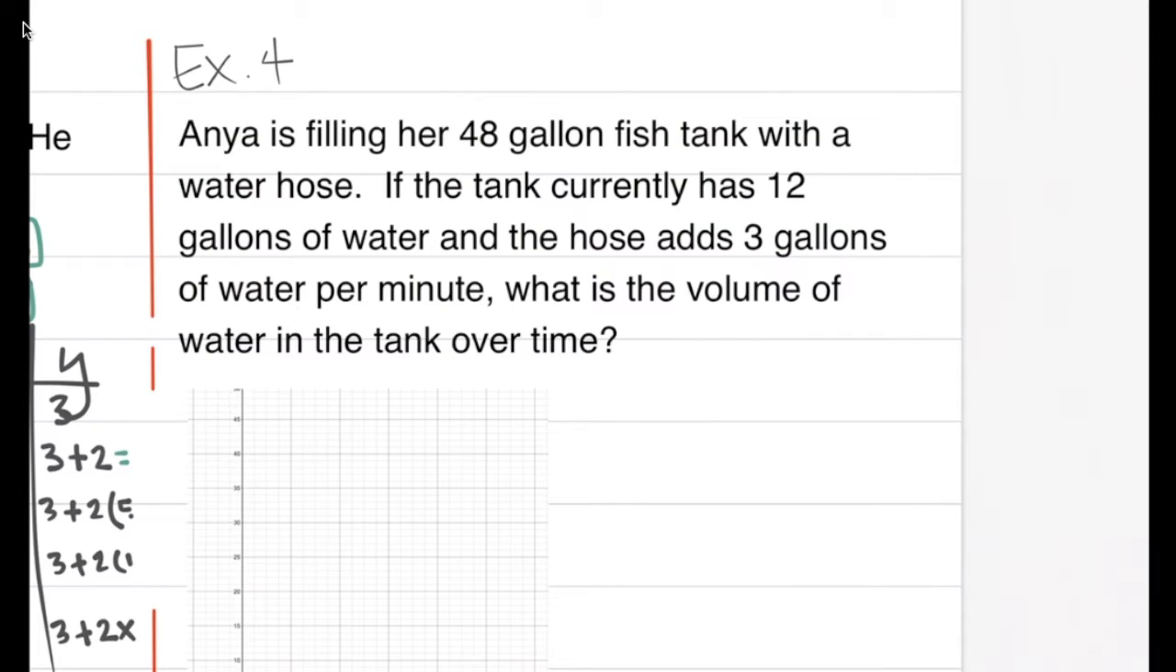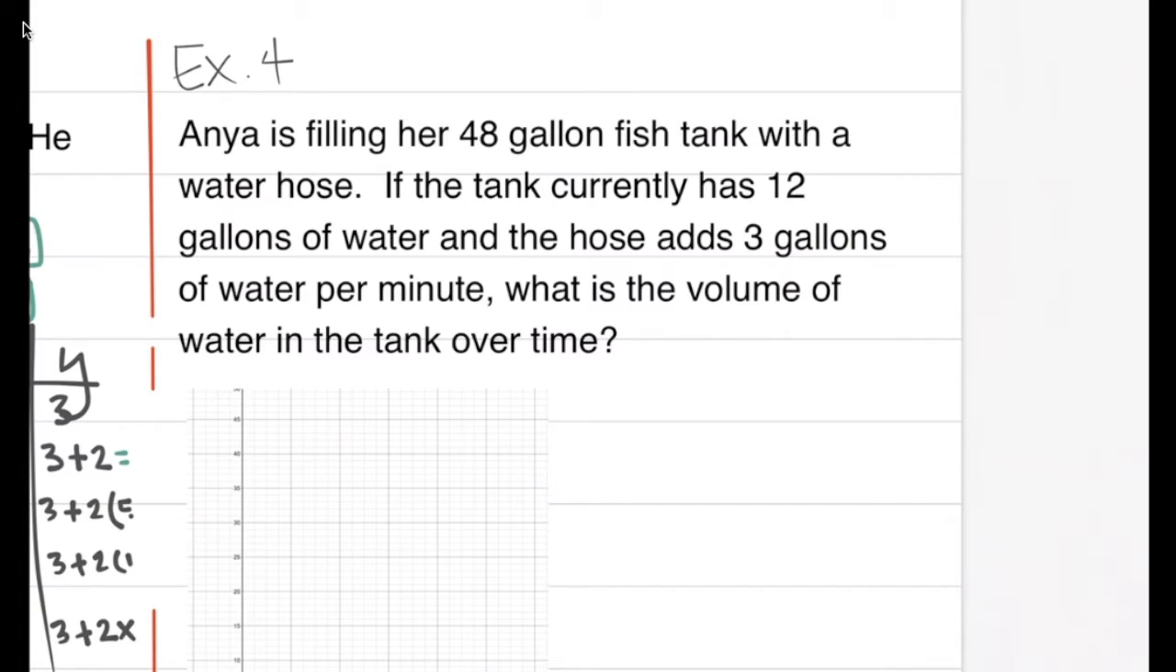All right, let's go on to example 4. Anja is filling her 48-gallon fish tank with a water hose. If the tank currently has 12 gallons of water and the hose adds 3 gallons of water per minute, what is the volume of water in the tank over time? So there's one thing about example 4 that's different than example 3. It doesn't tell us what our x and our y values are.